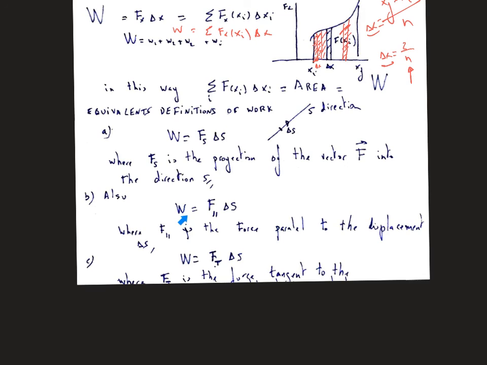So you can consider also the work to be F parallel to the displacement by delta S. F parallel is the projection of the force on the direction of S, the force that is parallel to the displacement delta S. Also, you can consider the force like F tangent. Of course, parallel to the displacement is the force that is tangent to the displacement. All these three definitions are very, very equivalent definitions. So with this, we ended here, and you have two problems here, two problems to solve.